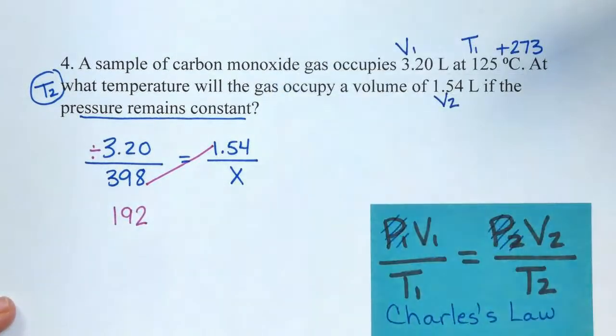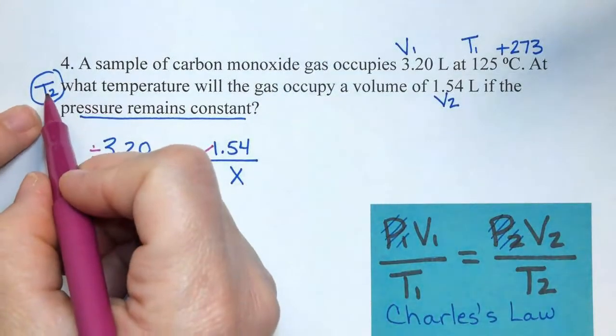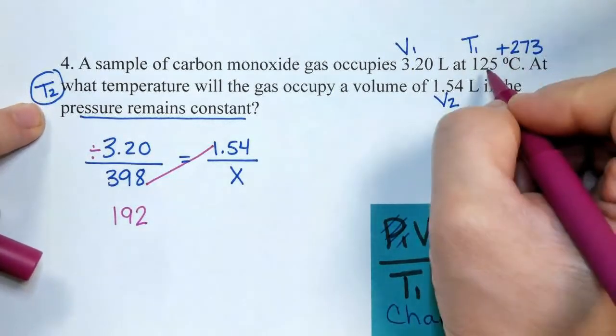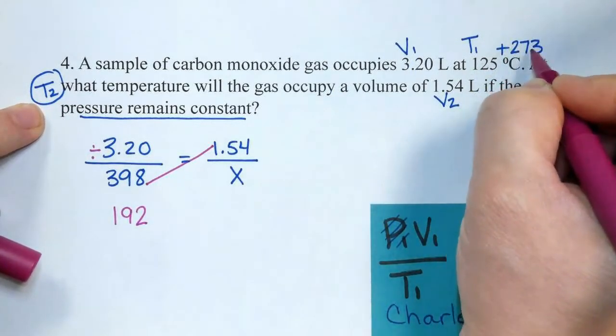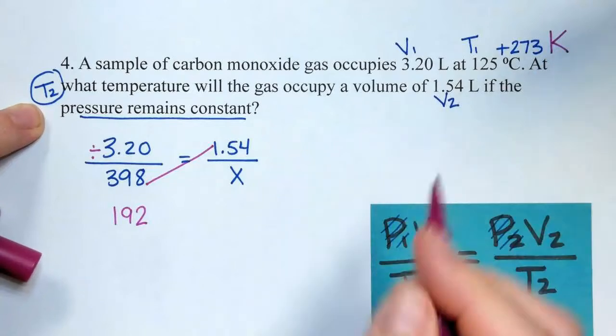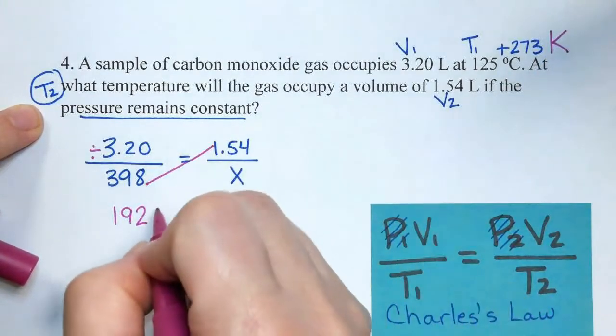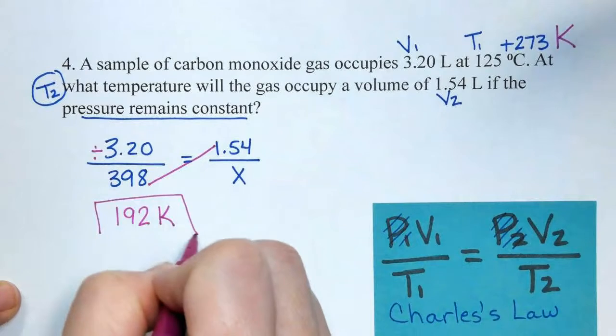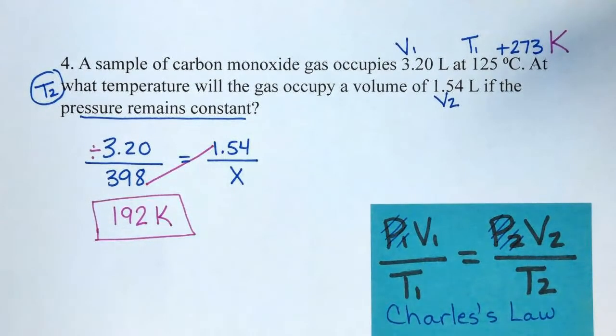Now be careful, because the unit of T2 is the same as T1, but when we added 125 plus 273, we actually changed that temperature to Kelvin. So this answer is the temperature in Kelvin. And be very careful, if they wanted your final answer in Celsius, you'd have to subtract 273 from that to turn it into Celsius. But in this case, they didn't specify.